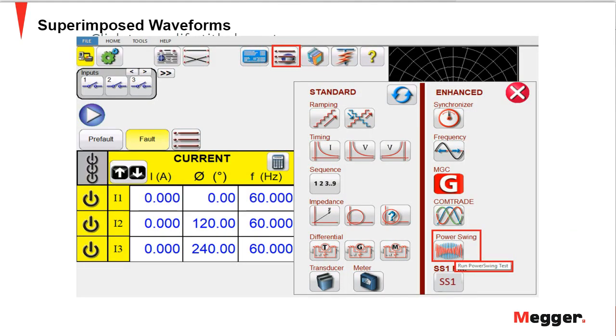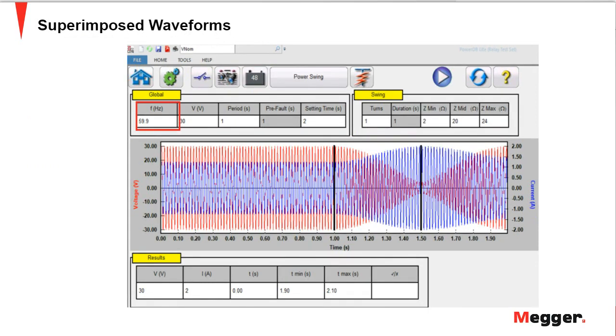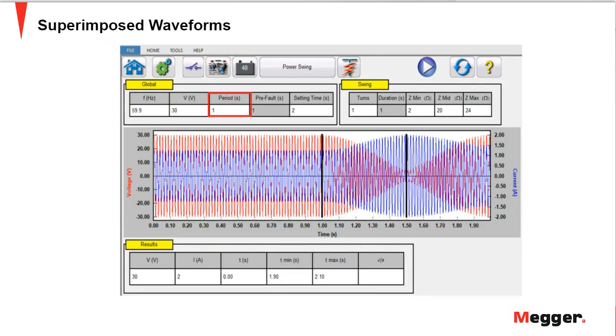Now, those parameters, you find them in a tool called Power Swing in our software. That tool lets you decide what's going to be the global frequency, what's going to be the voltage that you want to apply during the power swing, and what's the period of the power swing. This is the time that I was saying, which is the inverse of the subtraction of the frequencies of the sources on both ends.